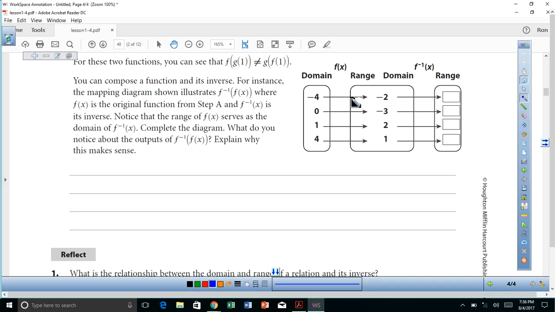So negative 4 becomes negative 2, then negative 2 becomes negative 4. 0 becomes negative 3, so negative 3 becomes 0. 1 becomes 2, so 2 becomes 1. 4 becomes 1, so 1 becomes 4.